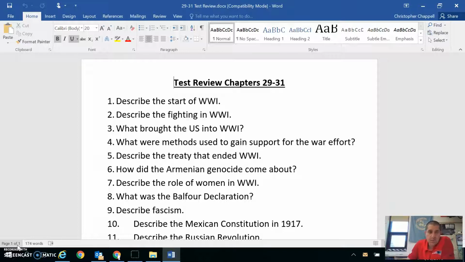Question number nine, describe fascism. Italy started it because of the loss in World War One. It's a love of warfare, a one-party system, and they burned a lot of books. Number 10, the Mexican Constitution of 1917: limits on foreign ownership, land reform, and guaranteed rights for workers.